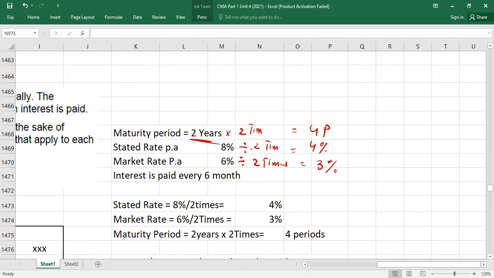Understood? Now forget about the annual figures and remember these. Now this is your relevant information. The maturity period is 4 periods. I'm not using the word 4 years, 4 periods. And the stated rate is 4%, and the market rate is 3%. This is your relevant data now. Understood? So how will you do the calculation now?